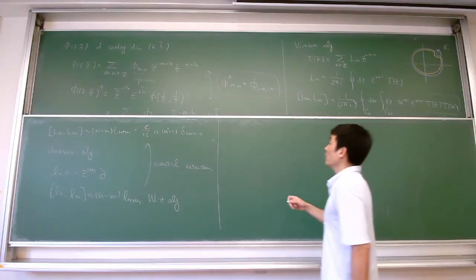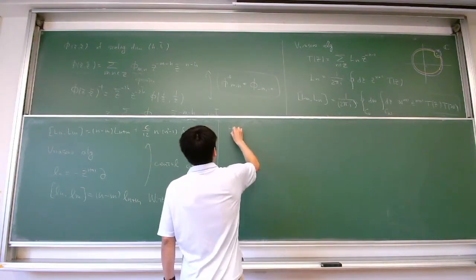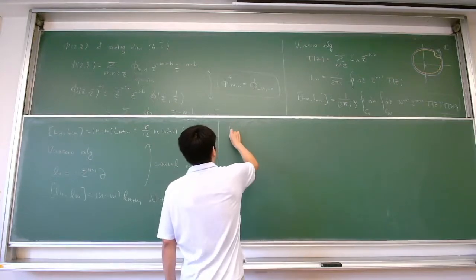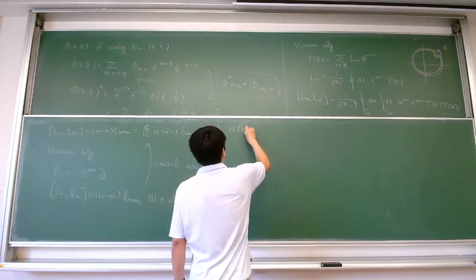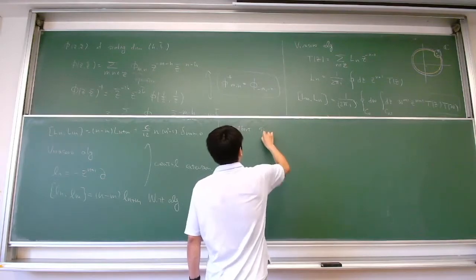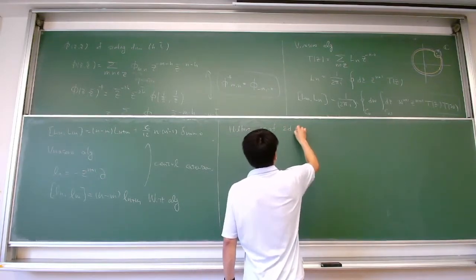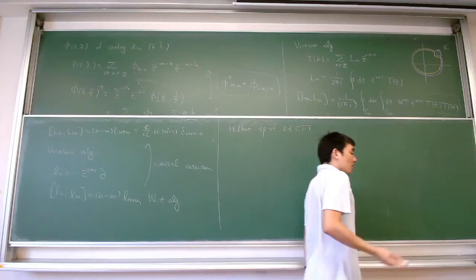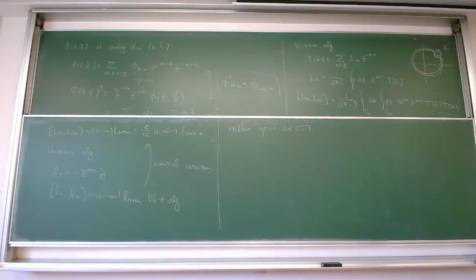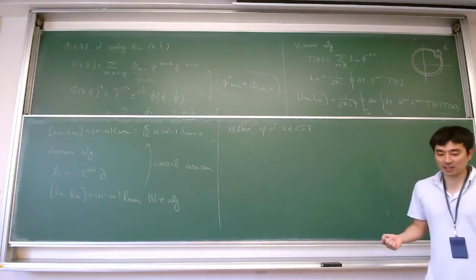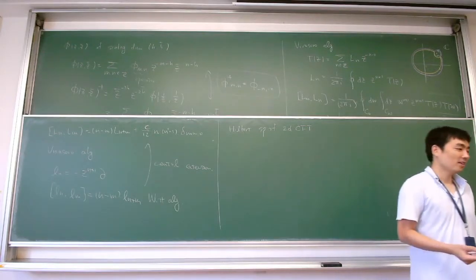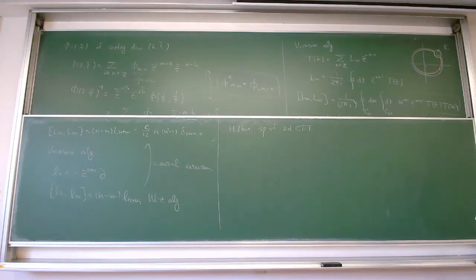So let's look at the Hilbert space. In quantum field theory, understanding the Hilbert space is very important. What is the Hilbert space of 2D CFT? The ultimate goal of quantum field theory is to understand the Hilbert space and also the correlation functions exactly. And in most cases, you cannot do that. It's too difficult.